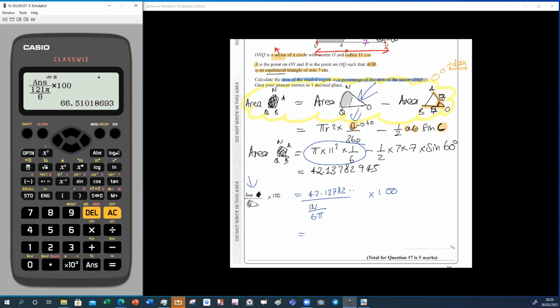I think I've put the pi in the wrong position there for a second. Let me put it in the right place. The pi goes up there. That's correct. So that should give us the answer. I'm going to put the answer in red. 66.510186 and so on. So that's going to be the percentage that's required now. They said to give it to 1 decimal place. So Ismail, what is that to 1 decimal place? 5.